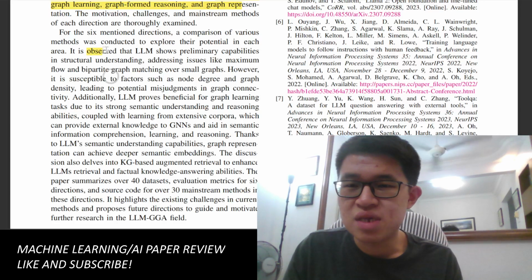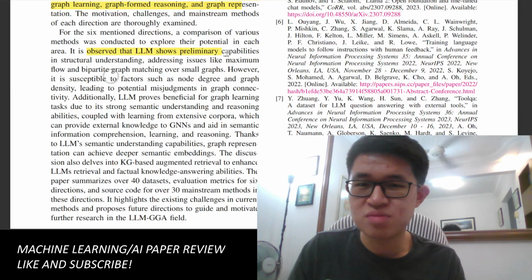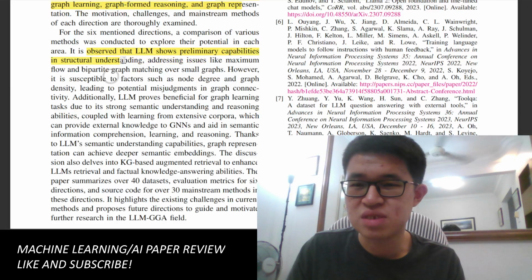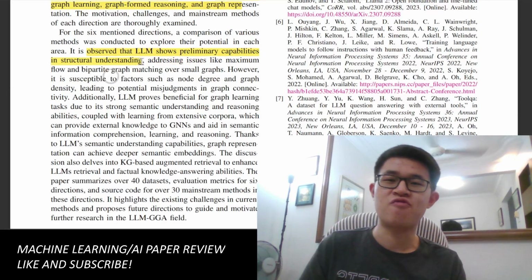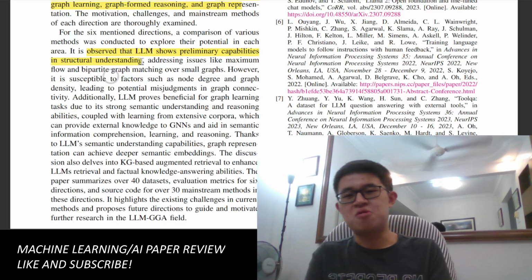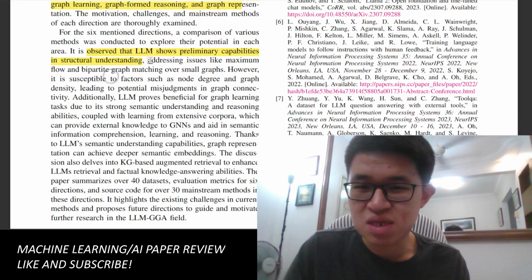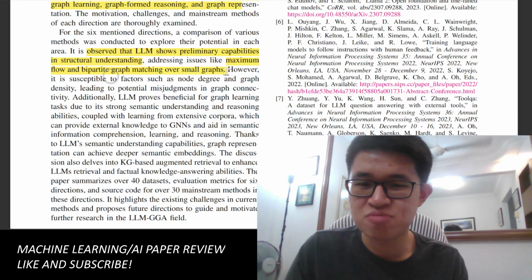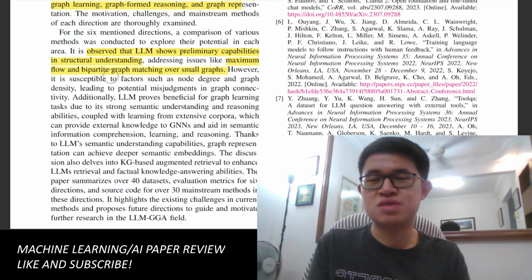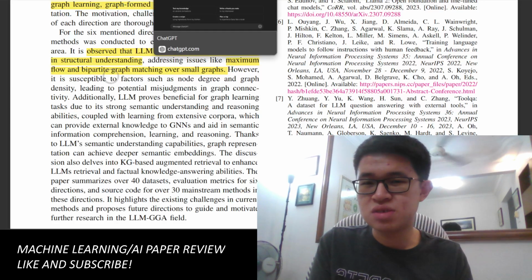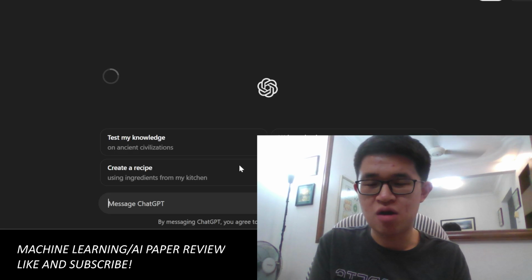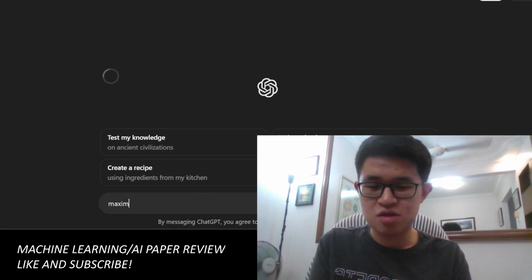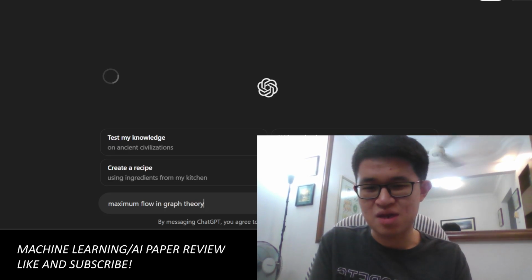Okay, it is observed that LLMs show preliminary capabilities in structural understanding of graphs. So LLMs are able to understand graphs and address issues like maximum flow and bipartite graph matching over small graphs. For those who are not so sure what they mean by that, we can obviously ask ChatGPT about it. Maximum flow in graph theory. What is that? Let's see.